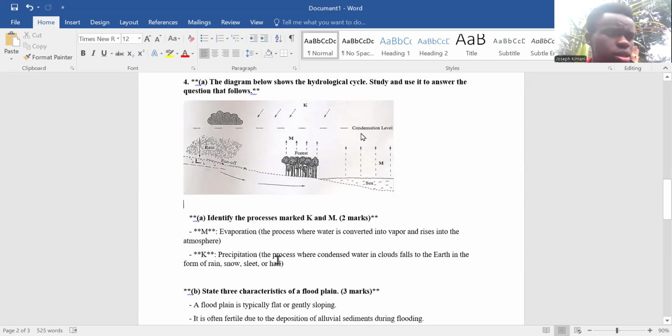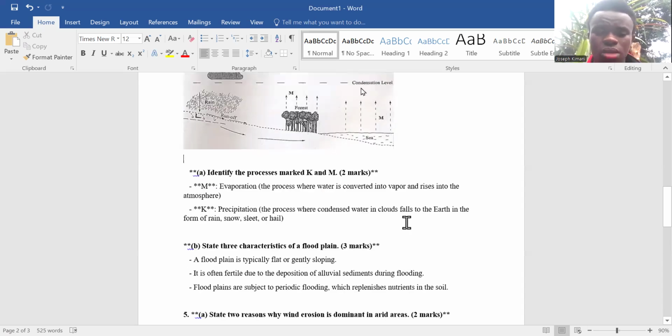Now for precipitation. Precipitation is the process K here. As you can see, process K. So precipitation is whereby the earth is receiving moisture. It is the process whereby condensed water in clouds falls to the earth in form of rain, snow, sleet, or hail. Now on to the next part.